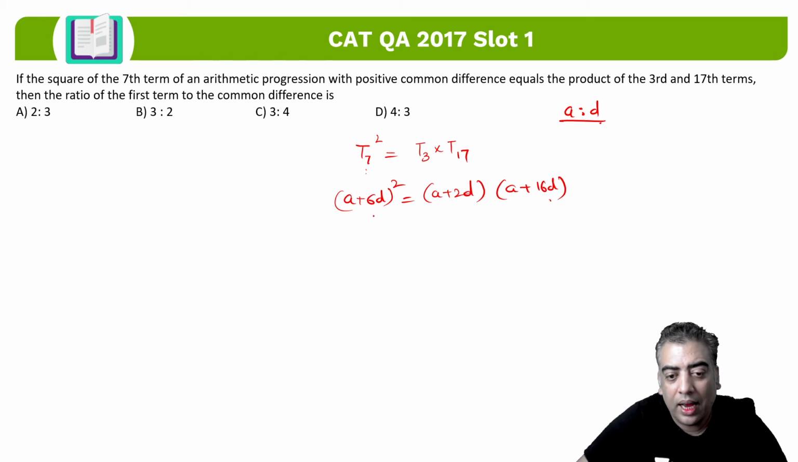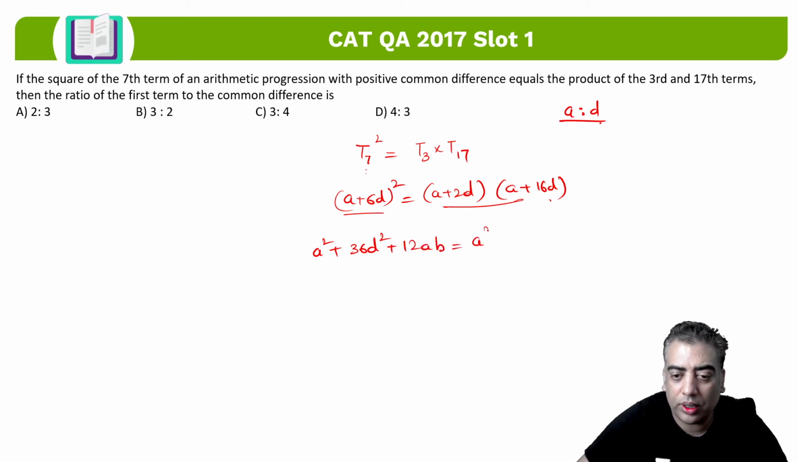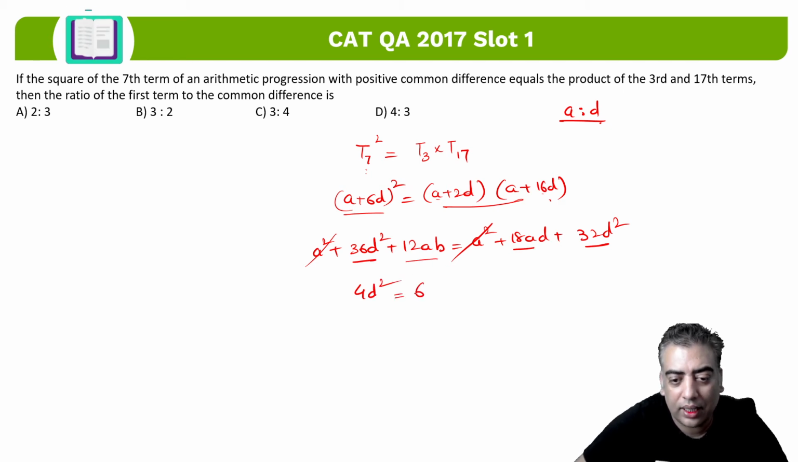Guys, can I say I just need to open the brackets here. It is a square plus 36d square plus 12ad equals a square plus 16ad plus 2ad adds up to 18ad plus 32d square. So the moment you cancel out a square, right, 36 minus 32 is 4d square, and the difference of these two is 6ad.